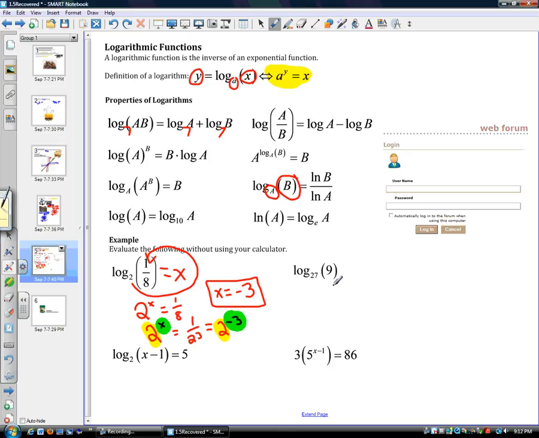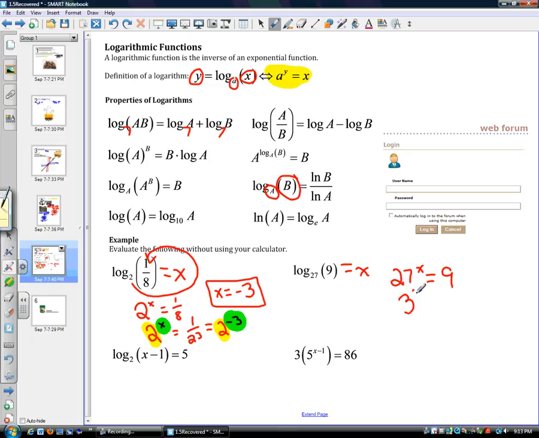Okay, how about this one? This one's a little bit trickier, but I'm going to start off in the exact same way. Set it equal to x. I have 27 to the x equals 9. And I can already see that these are both going to be multiples of 3. So therefore, I can write them as exponents using 3.